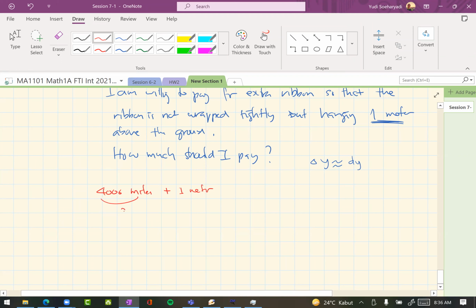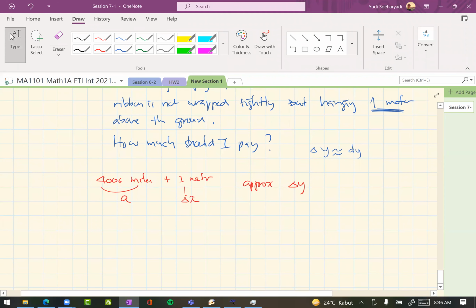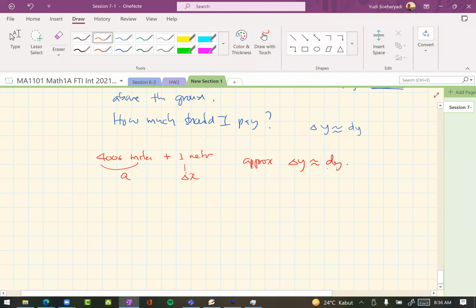So this will be the x, say a. This is our delta. Because this is small, you can think of this as error. So the thing is, we need to approximate delta y. Of course, if the computation is easy, you can compute delta y directly. But we need to just do the approximation. Compute dy. Okay, so what is the y?